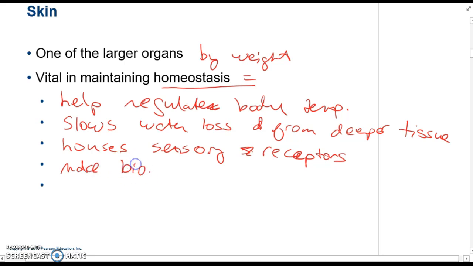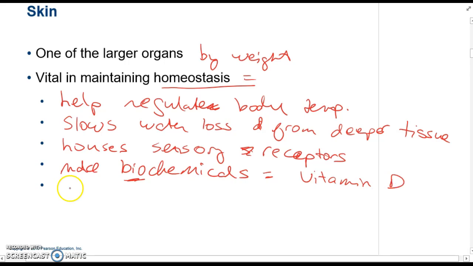Another thing is that they might make biochemicals. When you see this term bio, just think life. These things are necessary for life. The only one I think we're going to talk about is vitamin D, which I'll get to later.